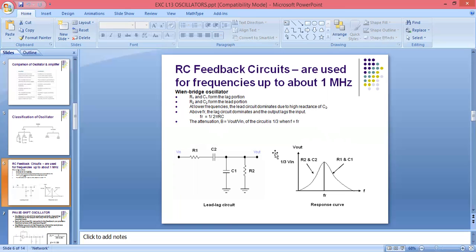If you see the graph of the output voltage for this R2, C2 lead network, the output voltage increases with an increase in frequency. So this is the lead and lag network. And here, if we are using only the RC circuit, we get attenuation equal to 1 by 3, so beta equals 1 by 3. The frequency of the lead and lag network, where we use only the RC circuit, will be 1 upon 2 pi RC.